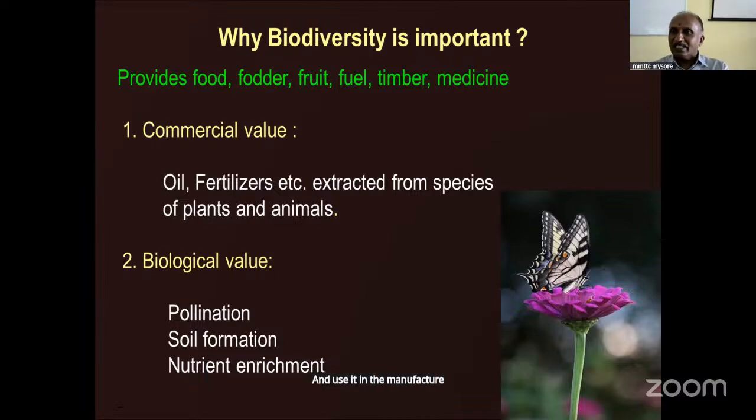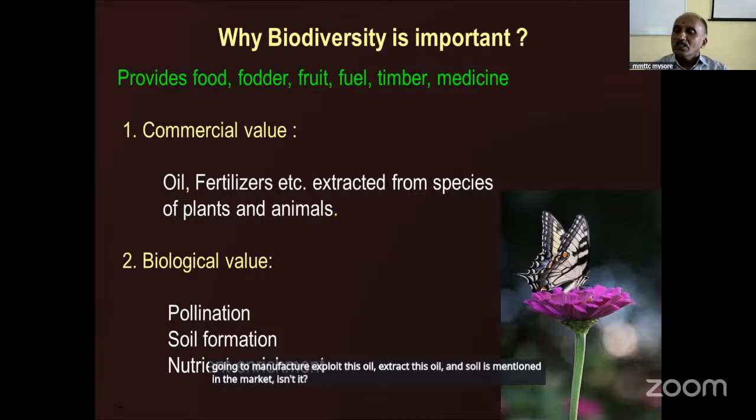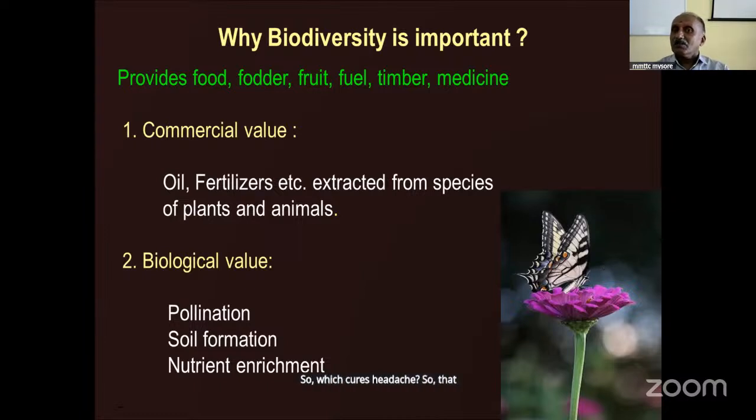Or insecticide or pesticide, it will be commercially marketed. So that is called commercial value. Eucalyptus, Nilgiri. So eucalyptus oil you are going to take and exploit, extract this oil and sell in the market, isn't it? Which cures headache. So that is called the commercial value of biodiversity.